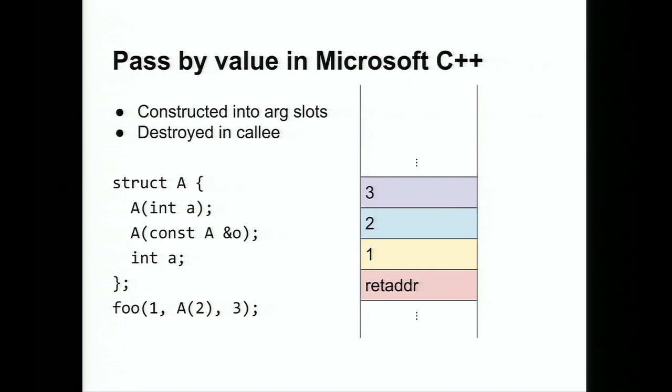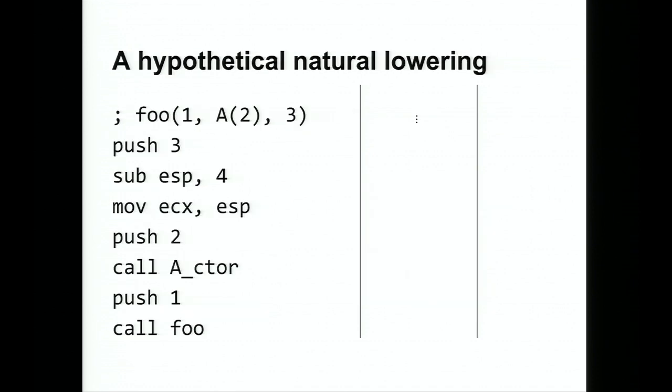In the Microsoft C++ ABI, you can probably see where I'm going with this, they did the C thing, right? So if I'm passing this by value, I construct A of 2, and it just goes right in there with the argument slots. And this is awesome. And then also, one thing that's worth noting is that the A object is actually destroyed in the callee. The lifetime of that object becomes part of the callee.